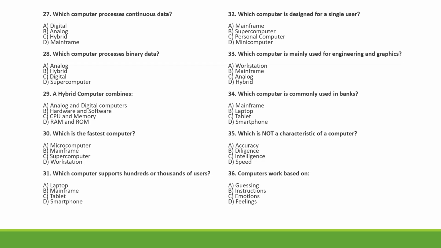Which computer is designed for a single user? For single users, personal computers. Here option C is the correct answer. Personal computer. Which computer is mainly used for engineering and graphics? Option A, workstation. Option B, mainframe, analog, and hybrid. For engineering and graphics, workstation computers will be used.